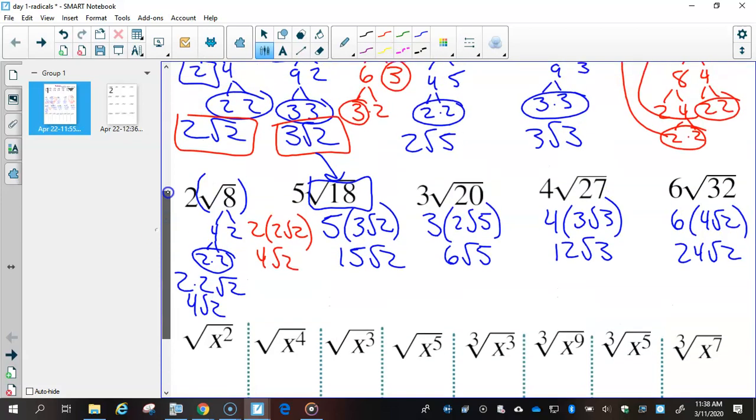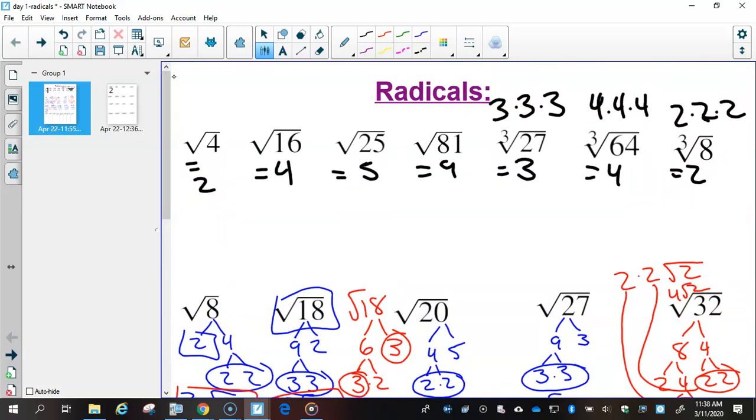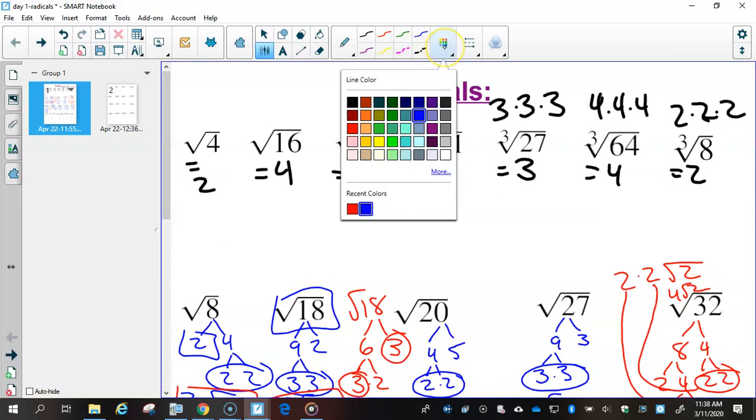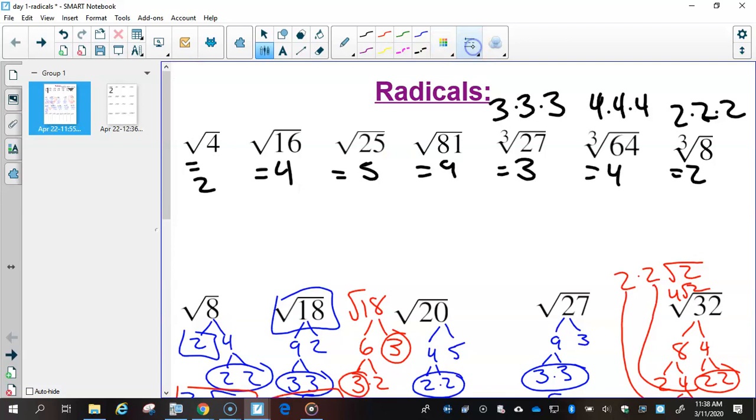Before we get into the variable ones, I just want to show you another way to do this, and then you choose whichever method you want. So we're going to write out or list out the perfect squares up to 100. So that's 1 squared, 2 squared, 3 squared, and keep going. I want you to tell me what those are.